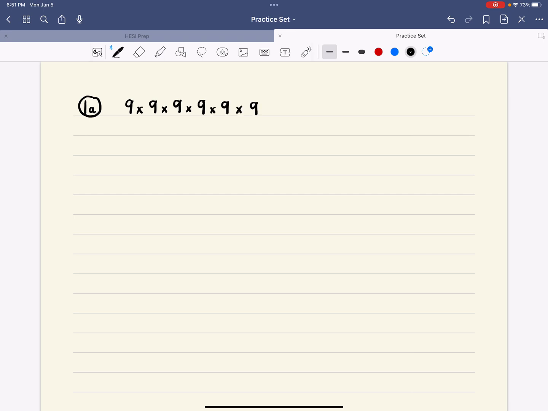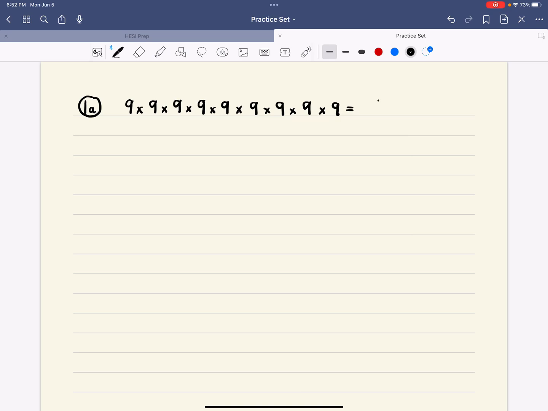And I'm going to work this one the long way, just to remind you how this works, and then we'll shorten these. So you can fast forward if you want to. 2, 3, 4, 5, 6, 7, 8, 9. Okay, so it says to write the exponent expression and calculate the powers.